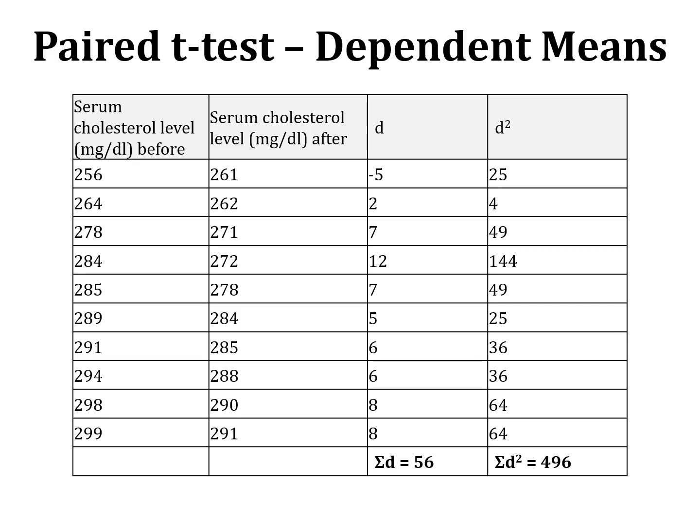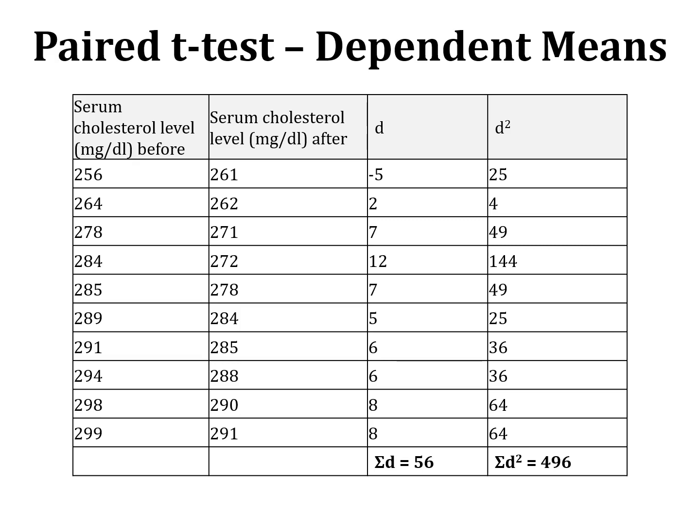And then we have 289 minus 284, the answer is 5. And then we have 291 minus 285, and the answer is 6. And then we have 294 minus 288, which is equal to 6. And then we have 298 minus 290, and the answer is 8.